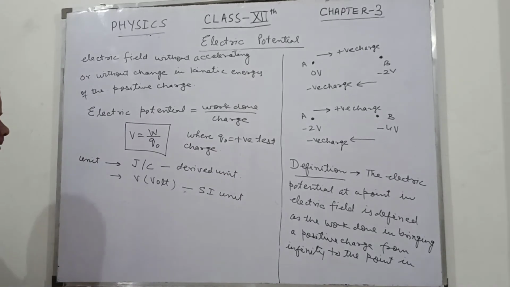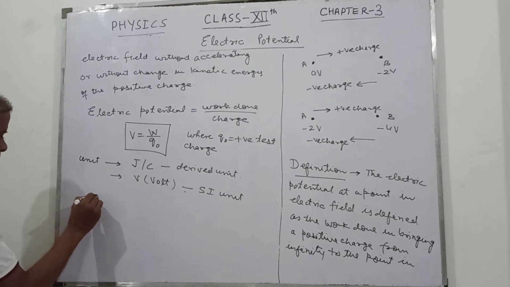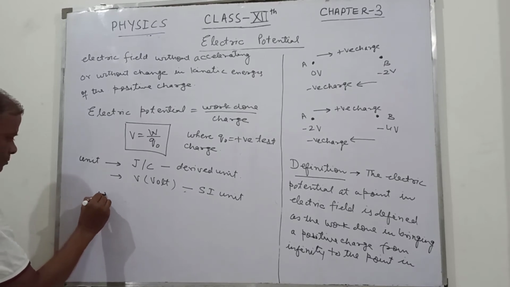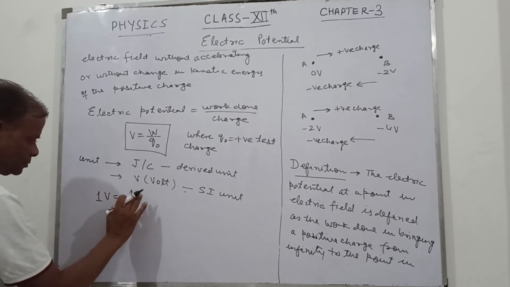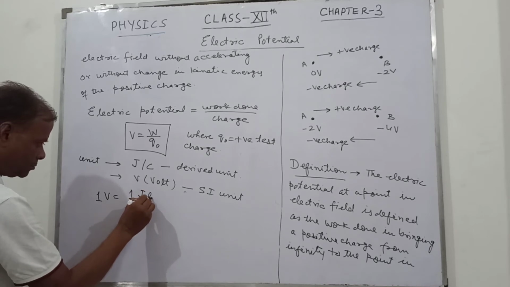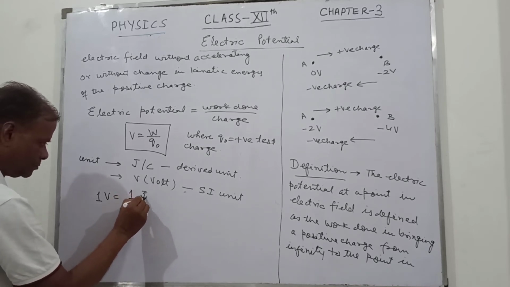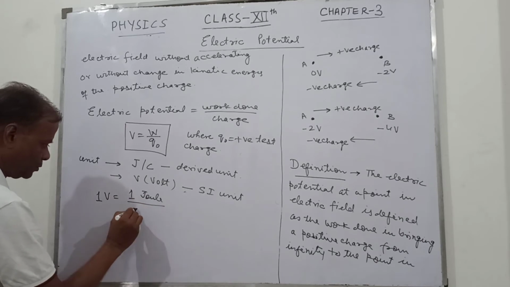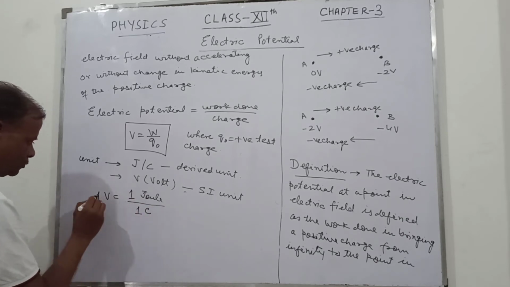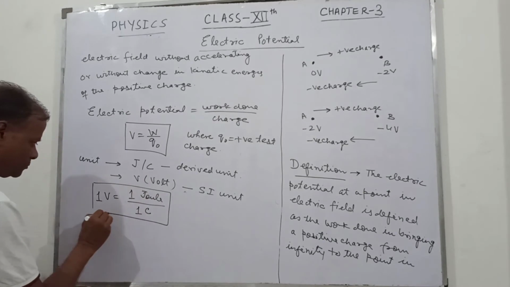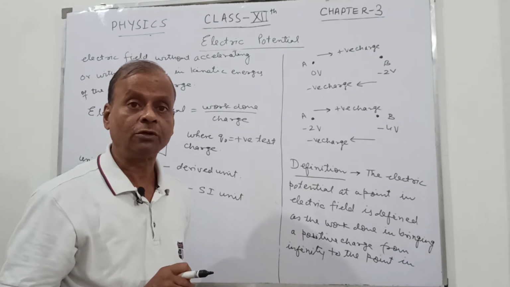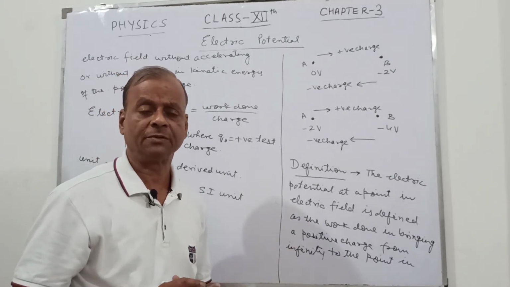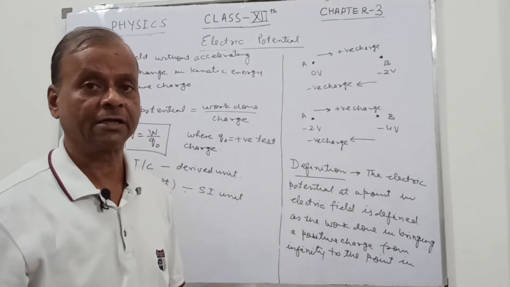Derived unit. So we can have a relation that 1 volt equal to 1 joule upon 1 coulomb. From here we can define the 1 volt electric potential. This is also asked in many board exams: define the 1 volt electric potential.